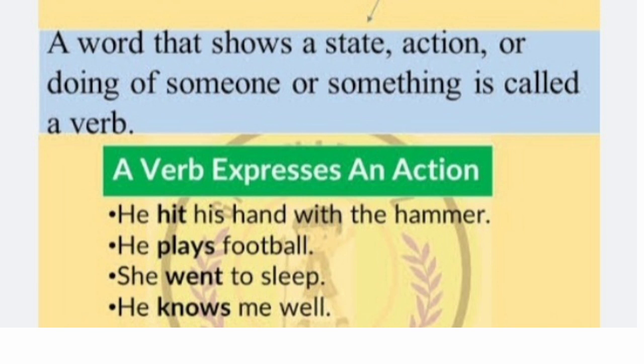He hit his hand with a hammer. He plays football. She went to sleep. He knows me well. The highlighted black verbs express an action in these examples.